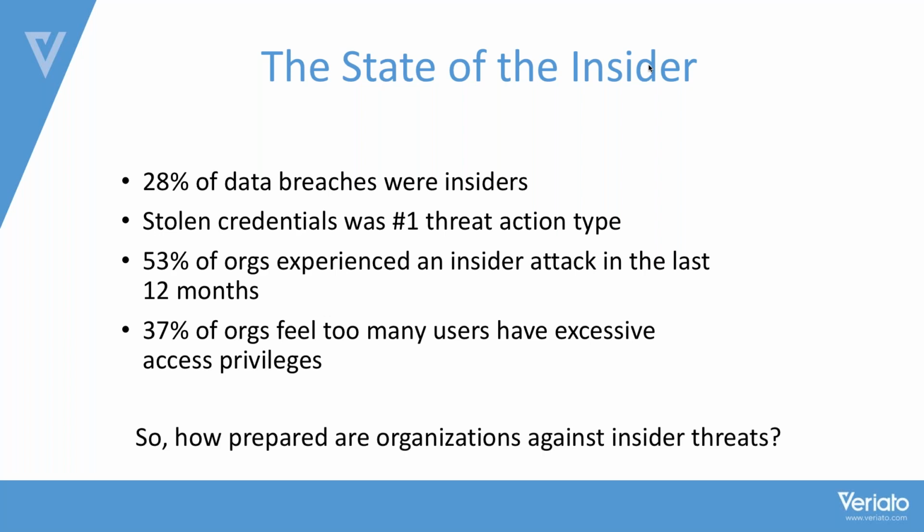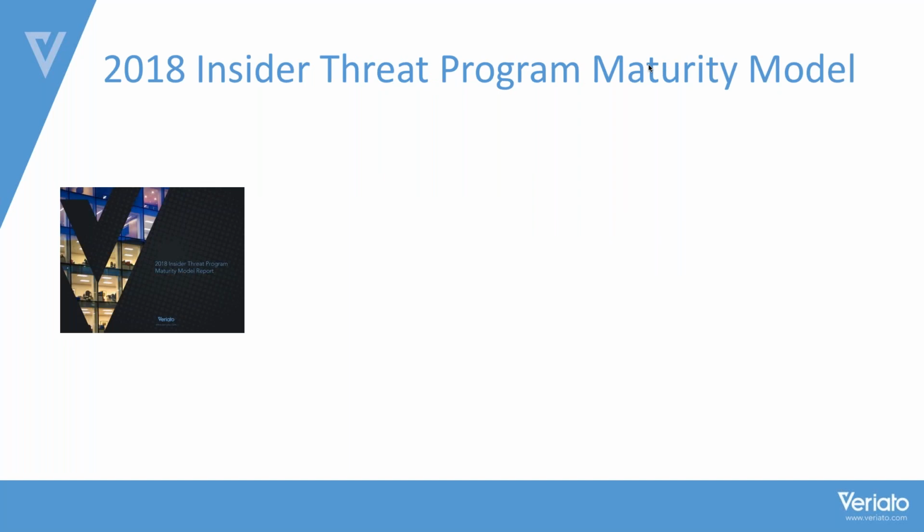And so the question becomes, and this is what we're going to talk about today, how prepared are organizations against these insider threats. So what I want to do is introduce you to the 2018 Insider Threat Program Maturity Model. This is a forthcoming report. It'll be out in probably the next week or so. All of you will get a copy of the report, so don't feel like you're going to be left out. You're certainly going to get a copy of that.